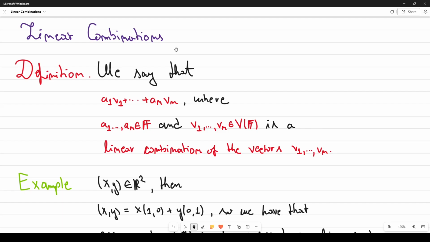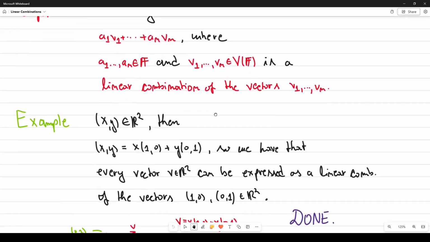Starting off with linear combinations, we give the following definition. We say that this sum here, where a1 to an are scalars, so they are elements of our field F, and v1 to vn are vectors from our vector space V over F, is a linear combination of the vectors v1 to vn. So any sum of this form, where the a's are scalars and the v's are vectors, is a linear combination of those vectors. So let's provide an example.